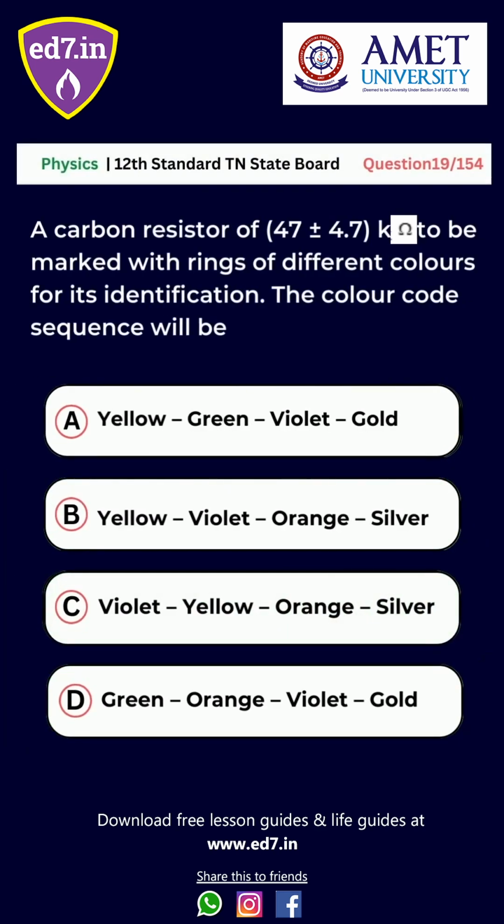Question number 19. A carbon resistor of 47 plus or minus 4.7 k ohm is to be marked with rings of different colors for its identification. The color code sequence will be option A, yellow, green, violet, gold, B, yellow, violet, orange, silver, C, violet, yellow, orange, silver, D, green, orange, violet, gold. The right answer is option B, yellow, violet, orange, silver.